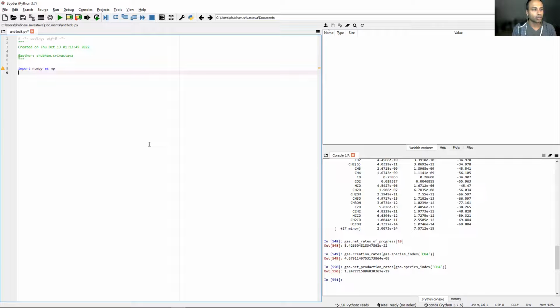Okay. Now let's say gas.TP equals 1000. Or sorry, we already defined the gas, but let's still define it here too. So ct dot Solution GRI 30 dot yaml.